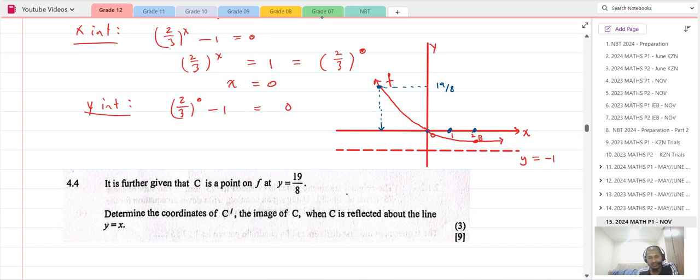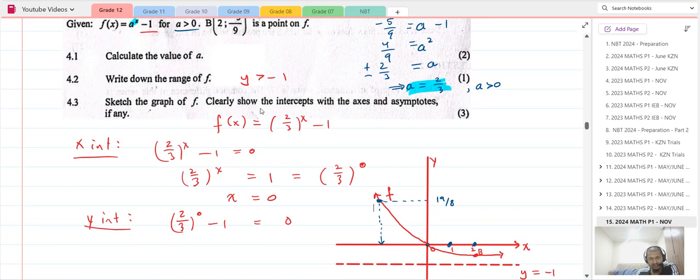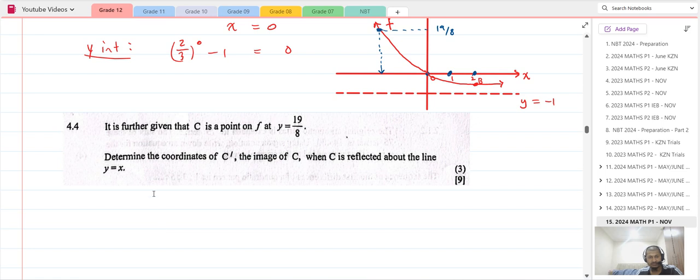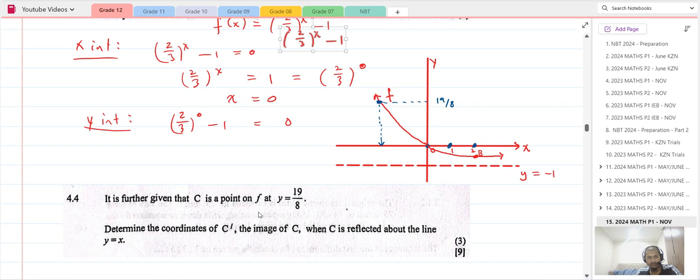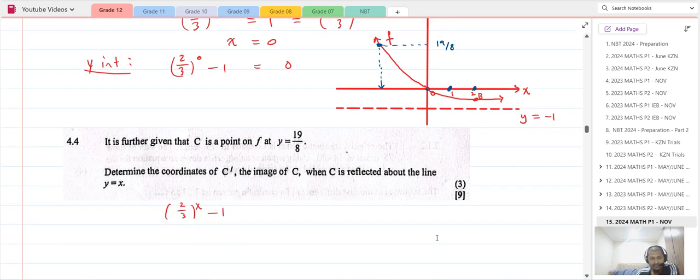How do you get 19/8? We're going to put 19/8 in the place of y here. So (2/3)^x minus 1 is equal to 19/8. That's what we need to do, because the y value is 19/8. Now we're going to add 1, so we will get 27/8, which is (2/3)^x.